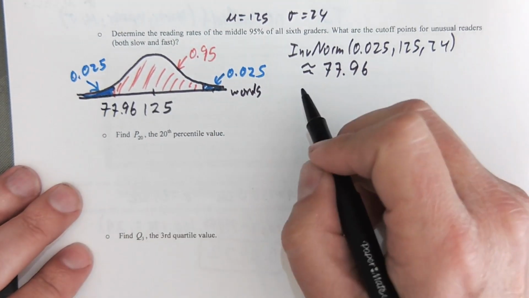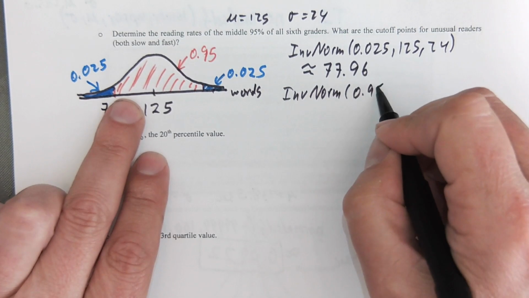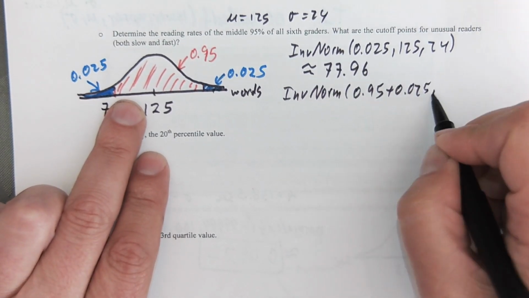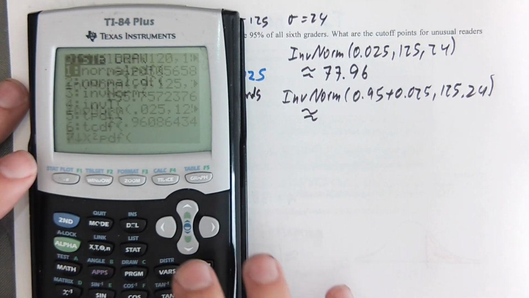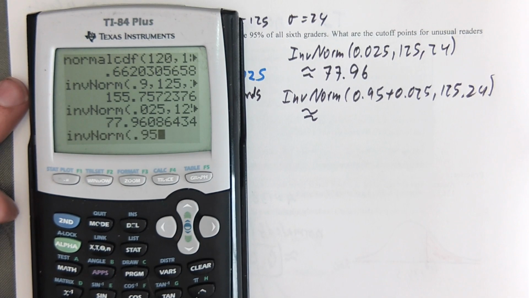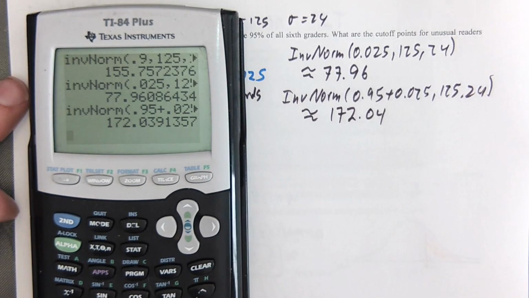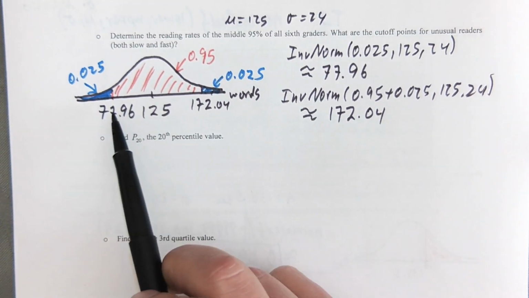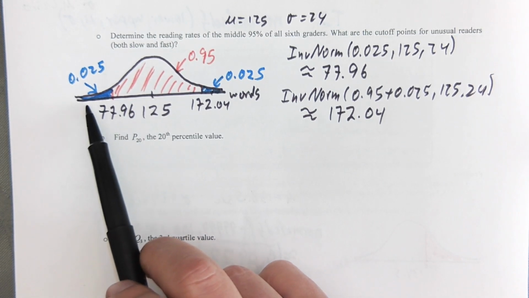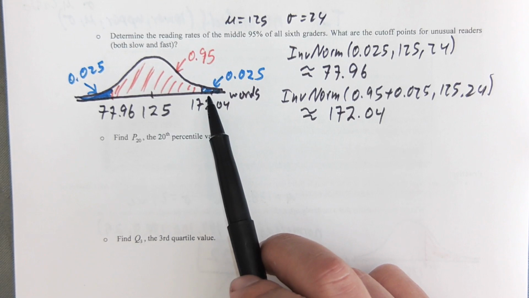For the second one here, how much area is to the left? Well, that's going to be 0.95 plus 0.025. And you can put it in the calculator like that as well. I will show you. So we have 0.95 plus 0.025, comma, 125, comma, 24. So here are the cutoffs. Meaning if there's a student that reads less than, we'll say 78 words per minute, they're considered a little slow. If they can read more than 172 words per minute, they're considered to be more advanced.